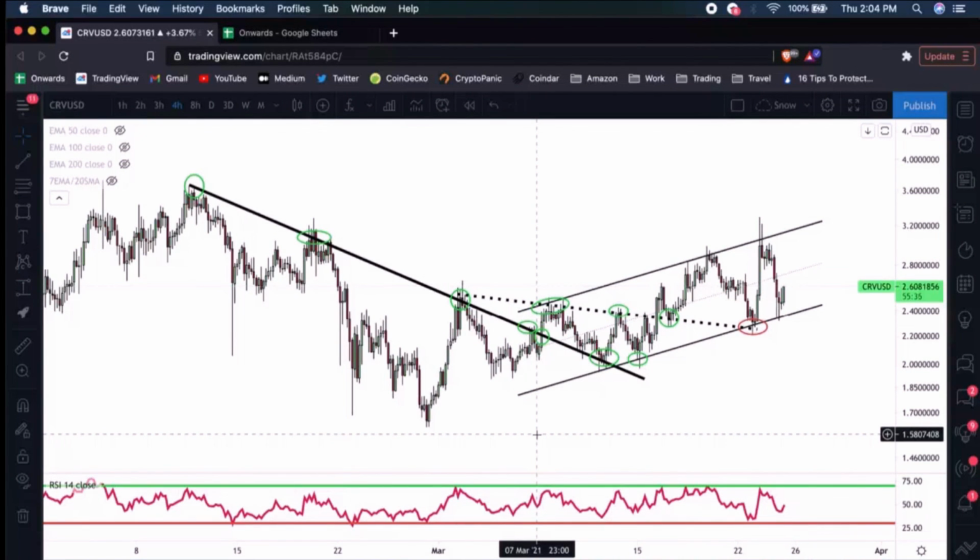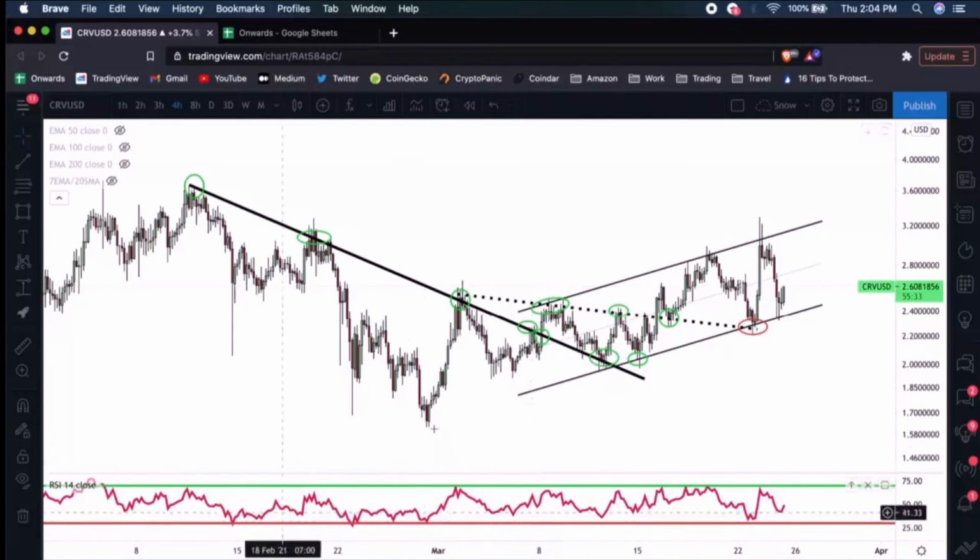Now in the next video, we're going to go over some more examples of this nomad method and how they led to fantastic trading opportunities.